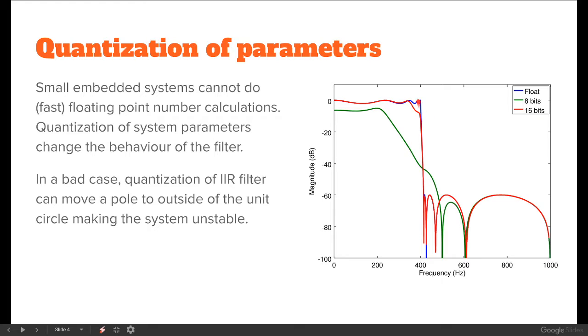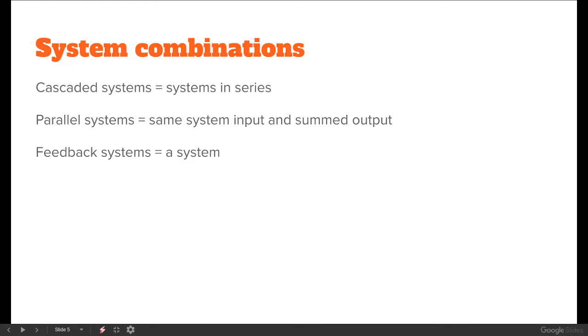It also already starts deteriorating from the optimal one, and with 8 bits it's still a low pass filter, but I would say that's useless. It does not fit the filter requirements anymore. And in that case, if you have a pole close to the unit circle and you quantize the coefficient, it can move that pole outside of the unit circle, and then you are in big trouble. Your filter doesn't work.